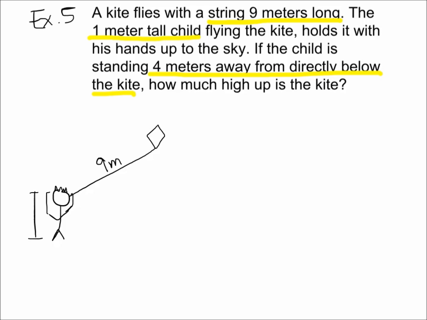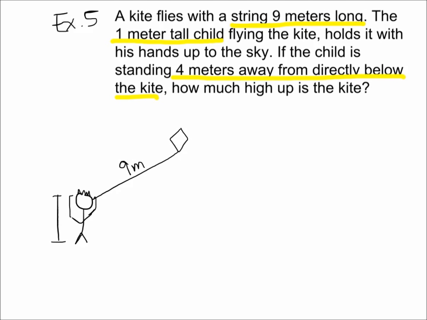Okay. The kid is 1 meter high. Well, I'm going to move this over just a little. The kid is 1 meter high. Let's see, what else do I know? The little kid is standing 4 meters away from directly below the kite. So the question is, how can I turn this into a right triangle? Where is the right triangle? And what are they asking? What they want to know is, how high up is the kite from the ground? This is the question mark.